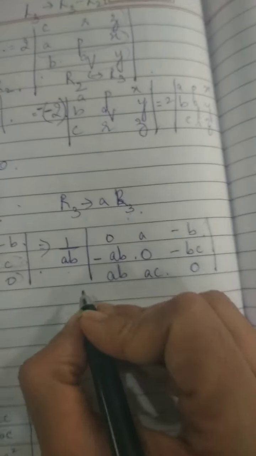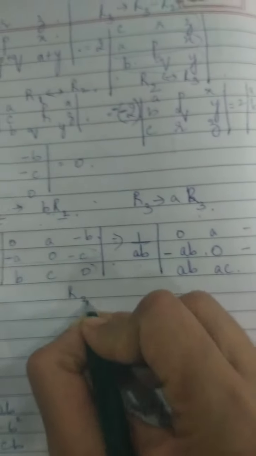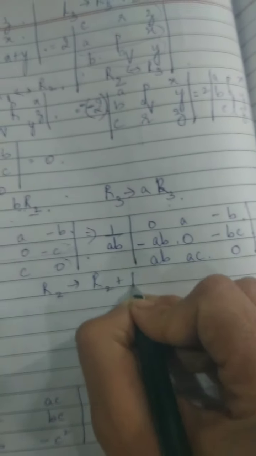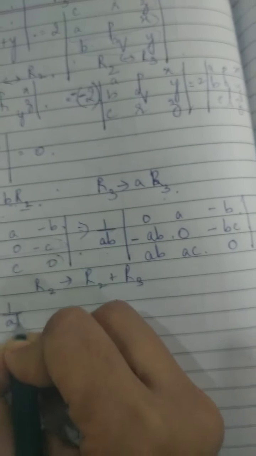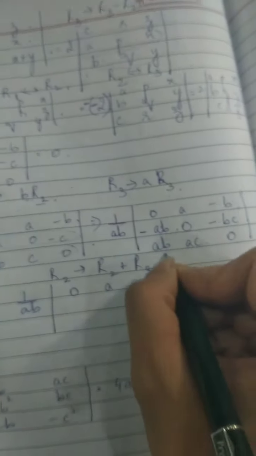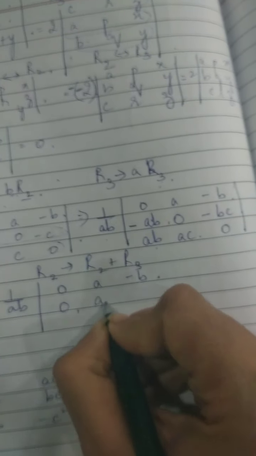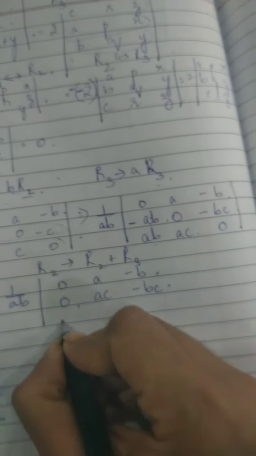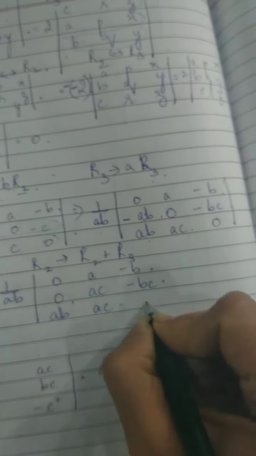Right? Now another operation, that is, let's apply it on R2. R2 plus R3. So we have 1 upon AB, 0 A minus B. This and this gets added, becomes 0. AC, this is minus BC. Here we have AB, AC and 0.